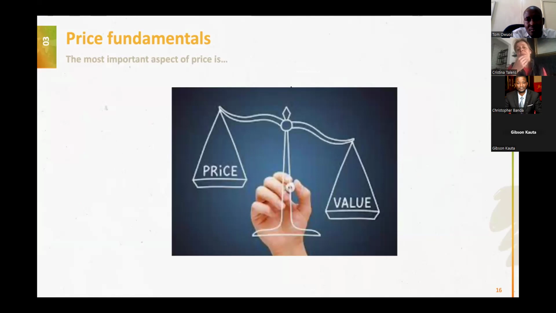The most fundamental aspect of price is the value of your product. It's the value that the consumers are willing to put on your product, how that product is perceived, how much it's demanded, whether it's available, how valuable it is to the consumer at the end.